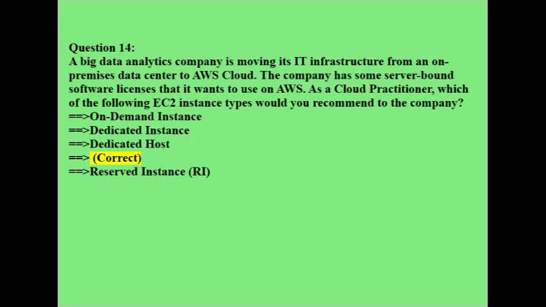Question 14. A big data analytics company is moving its IT infrastructure from an on-premises data center to AWS Cloud. The company has some server-bound software licenses that it wants to use on AWS. As a cloud practitioner, which of the following EC2 instance types would you recommend to the company? Option: on-demand instance. Option: dedicated instance. Option: dedicated host. Option: reserved instance, RI. Hence correct answer is Option: dedicated host.